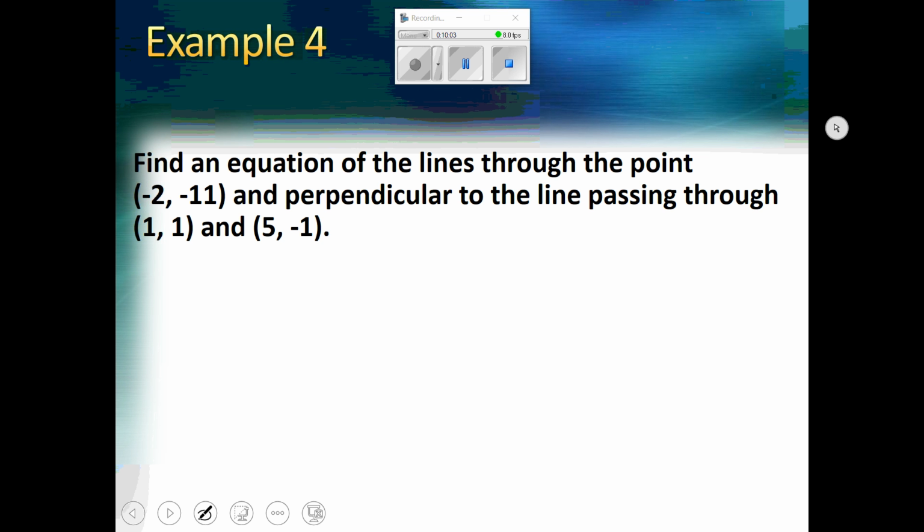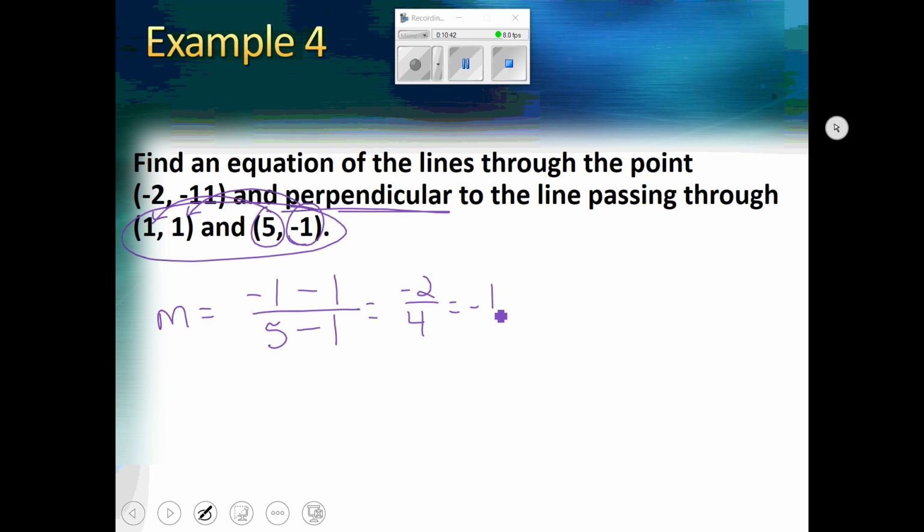All right, one more example. Find an equation of the line through the point -2, -11, so it's going through that point, and it's perpendicular to the line passing through those 2 points. So I need to find the slope of these 2 points because we know perpendicular lines are going to have opposite reciprocals. So let's use our slope formula. And I'm going to start with -1 minus 1 and 5 minus 1. So this is going to be -2/4, which reduces to -1/2.